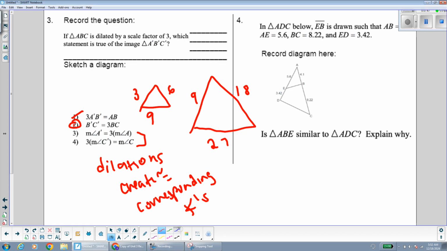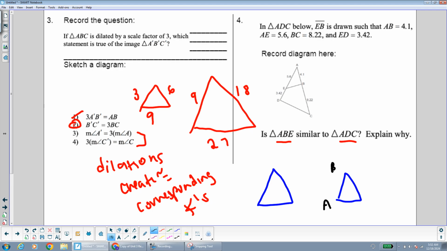This next one over here is challenging because the triangles are drawn in a way that is confusing. Here, we're not given that any angles are congruent, but we have the names of the triangles that we can use to redraw the triangles. So that'll be my big one, my small one. So I have triangle ABE and triangle ADC.